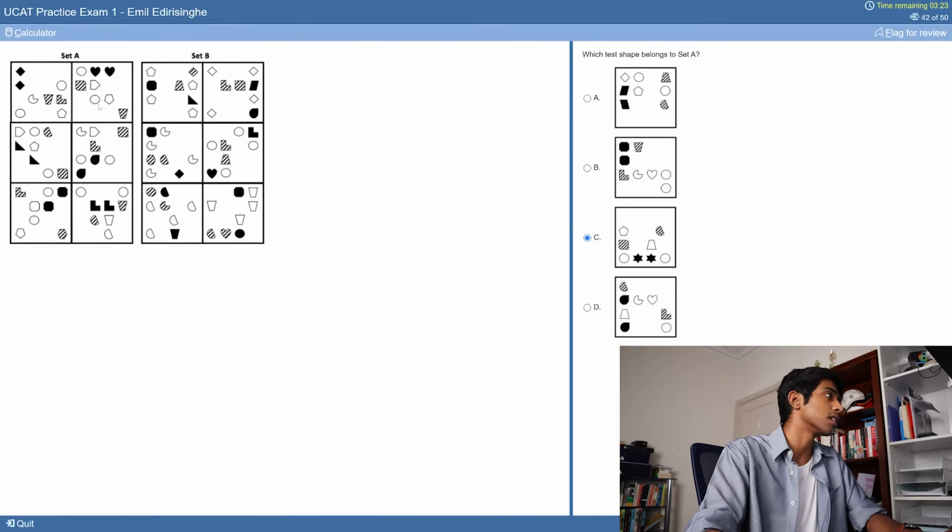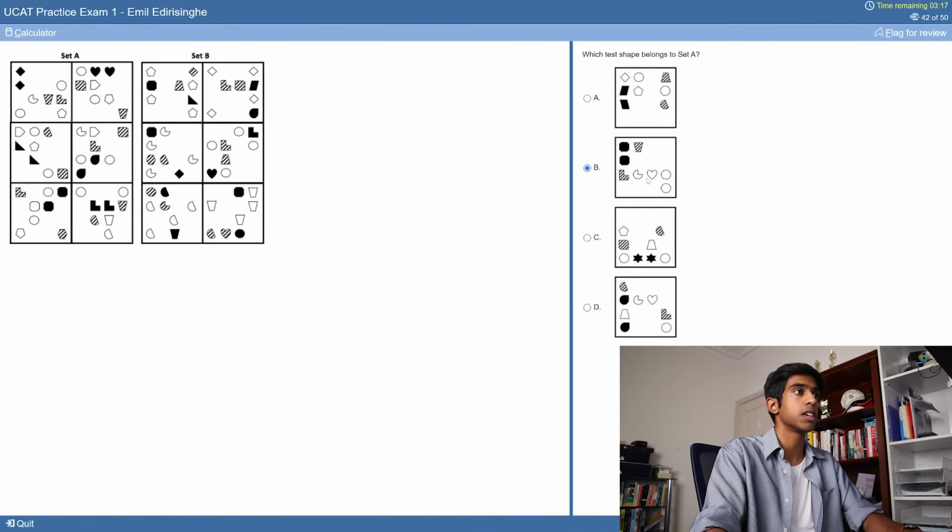Oh yeah, so it's probably the white shapes have an odd number of sides. Yeah, I think that's what it is. So it's going to be B.